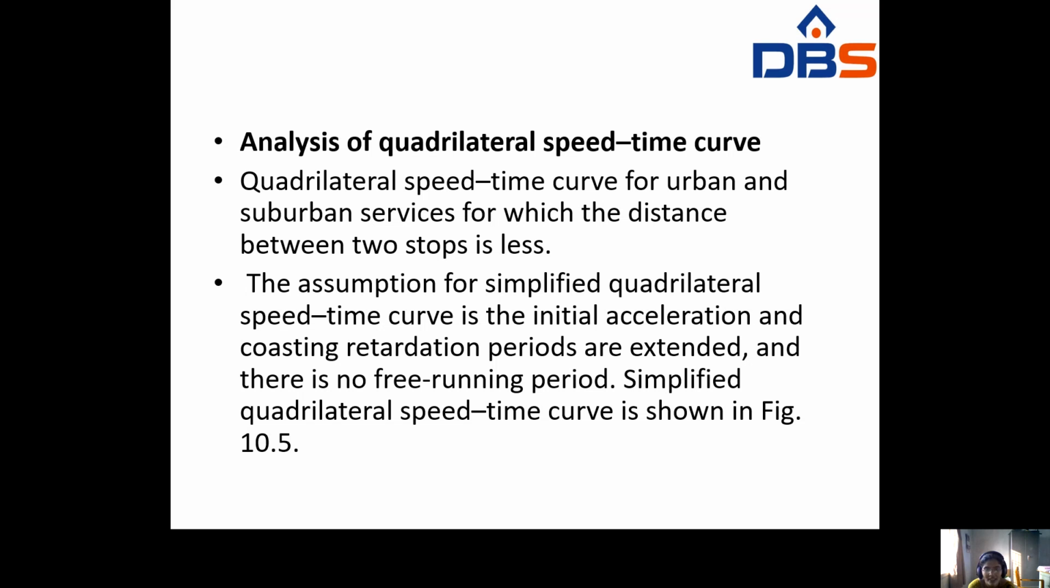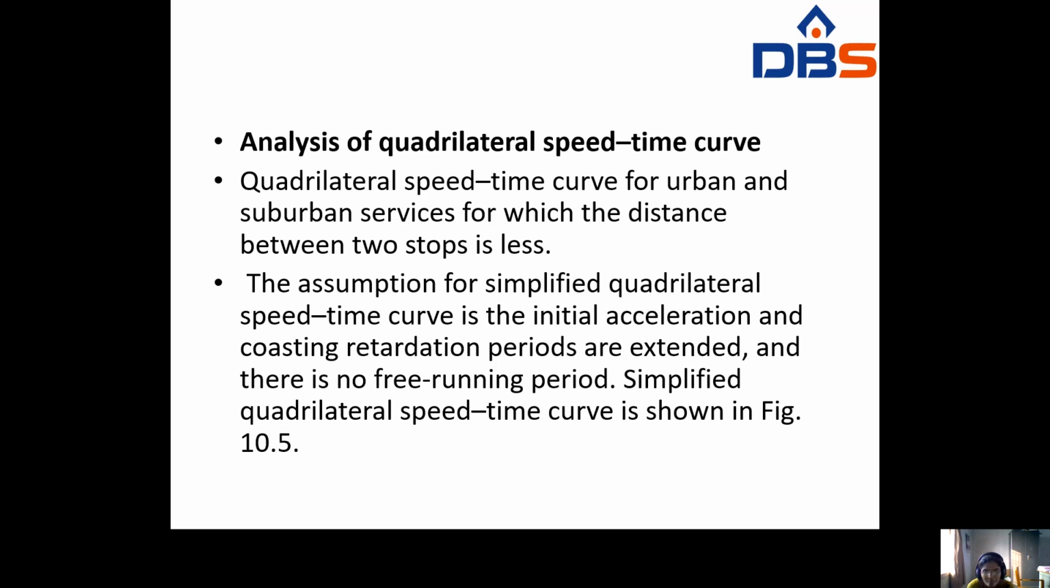The quadrilateral speed time curve is used for urban and suburban services. Why? Because the distance between the stops is less. The assumption for the simplified quadrilateral speed time curve is that the initial acceleration, the coasting and retardation periods are extended, and there is no free running period.